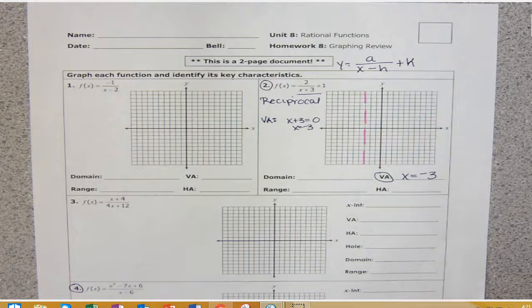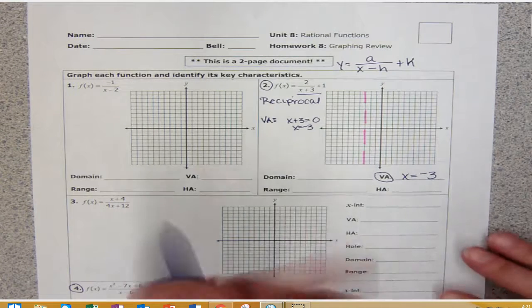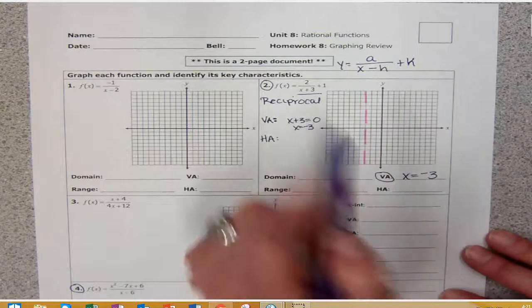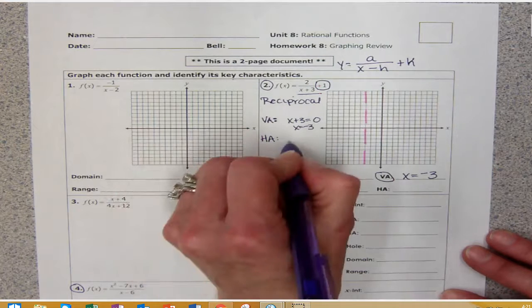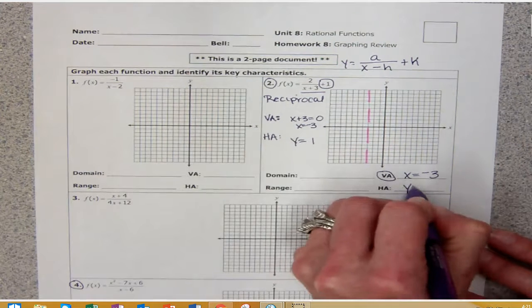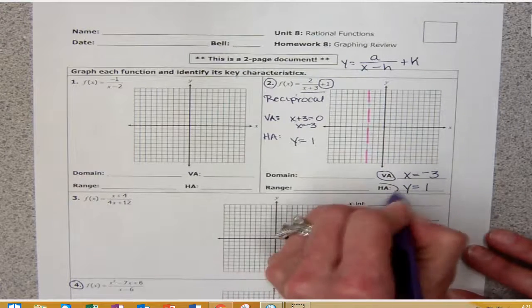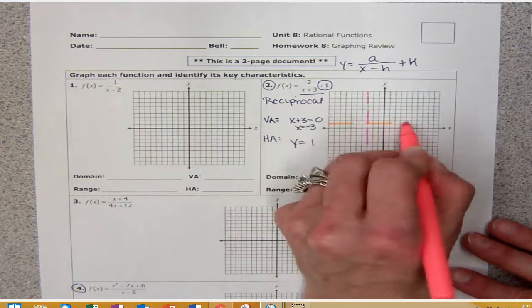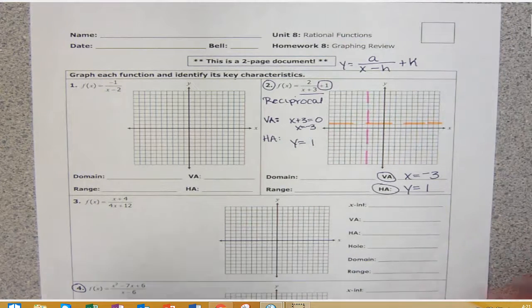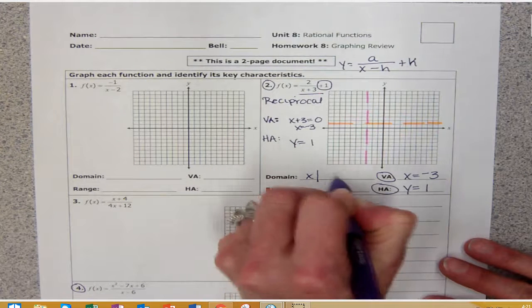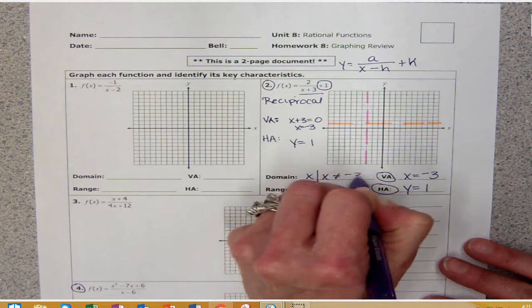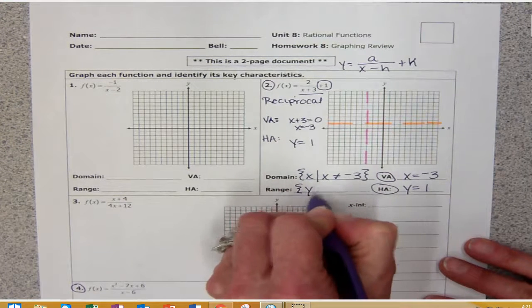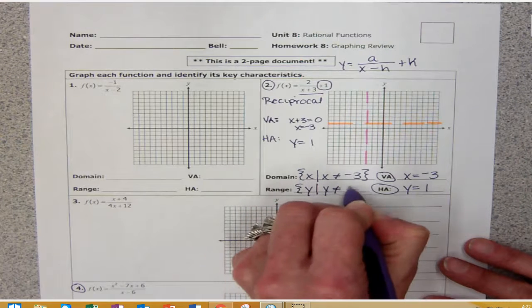For my horizontal asymptote, since this is in the form of the reciprocal, this is my horizontal asymptote right here. So y is going to equal 1. Make sure that you write x and y. You will get it wrong if you do not write x equals or y equals. So we've got y equals 1. That's going to look like this. So my domain is going to be where x is the set of all real numbers, where x does not equal -3. And my range is going to be where y is the set of all real numbers, where y does not equal 1.